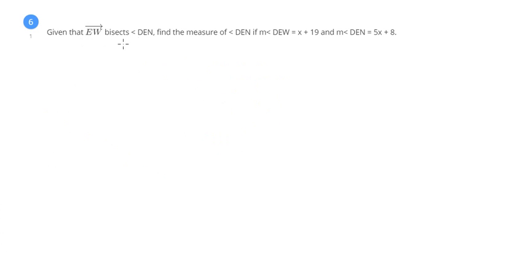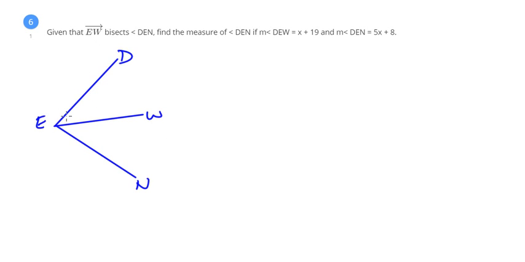Okay, last one, number 6. Given that EW bisects angle DEN. D, E, and N. And it says EW bisects it. So I'm going to try to draw something that looks like it's cut exactly in half. So that's EW. So since it bisects it, we know that this angle has to be the same as this angle. Okay, those angle measures are equal. All right, there we go.